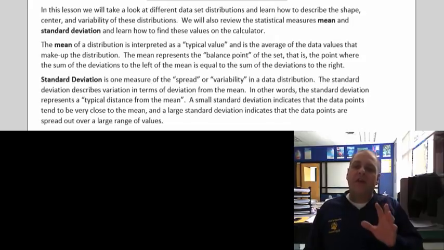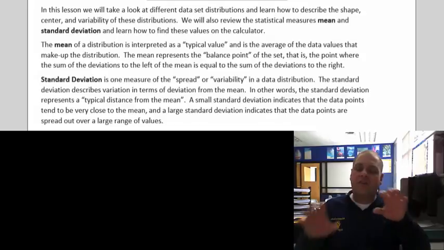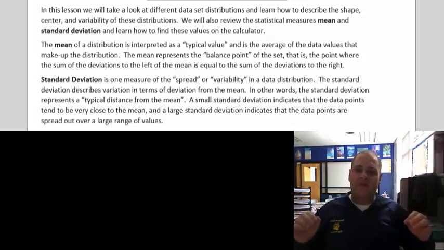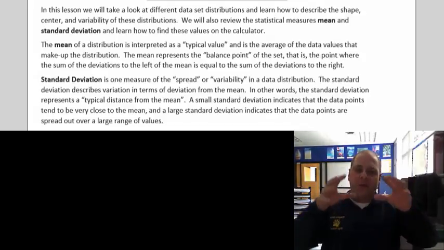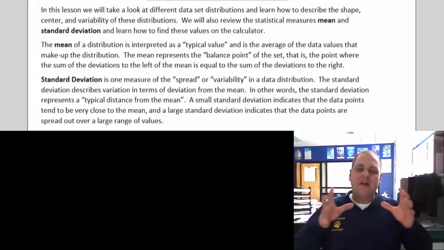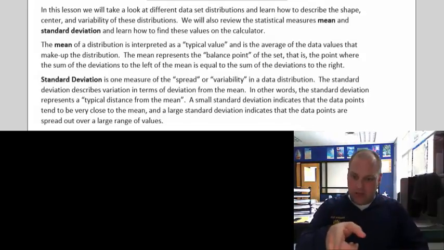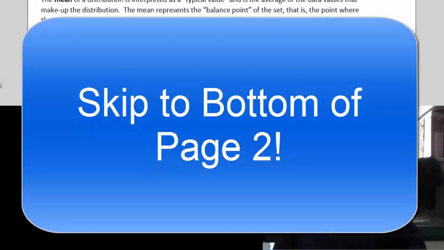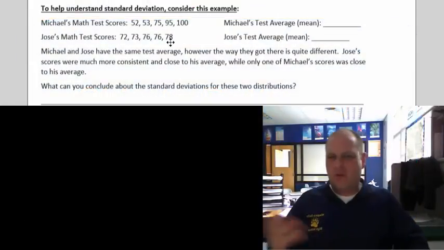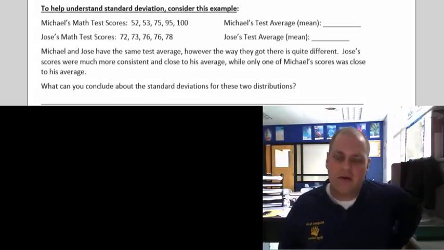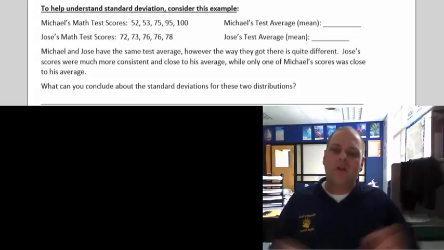Now, standard deviation is one measure, and it's the one we're going to use the most, of the spread or variability in a data distribution. So standard deviation measures how spread out a data set is. To help understand deviation, we're going to do this example right here. Take a look at test scores, because I think that's one statistical thing we're used to looking at. So we have Michael and Jose.